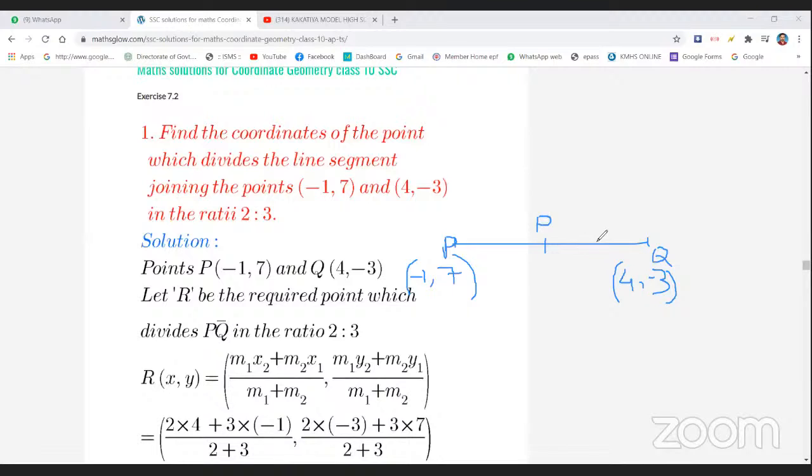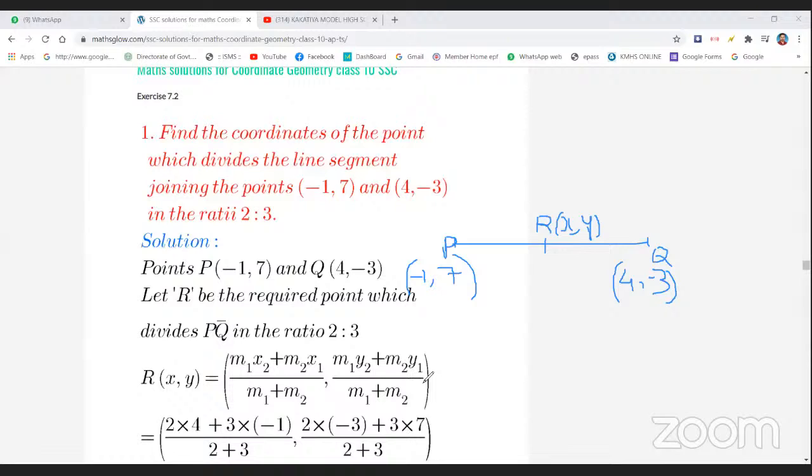This is the 2:3 ratio. So, by this given information, we are going to find R's x, y coordinates. Section formula. So what is the formula? R(x, y) is equal to (m1x2 + m2x1)/(m1 + m2), comma (m1y2 + m2y1)/(m1 + m2). This is the section formula. We need to substitute these values.